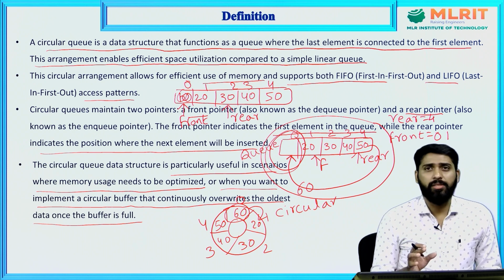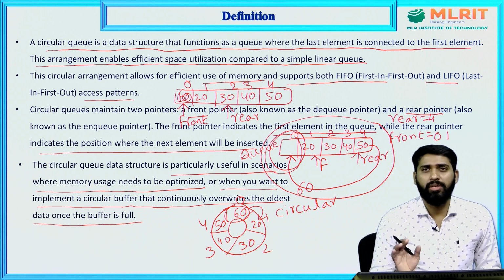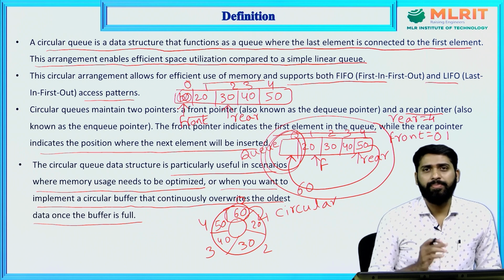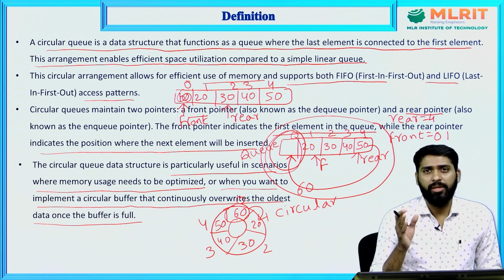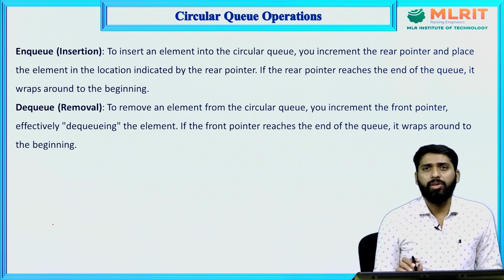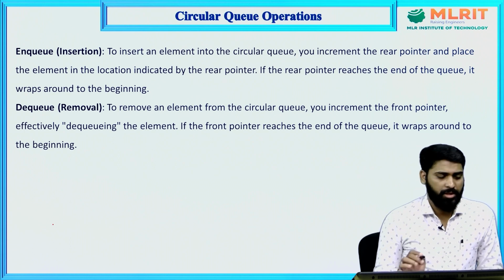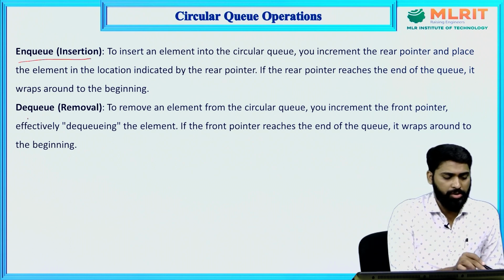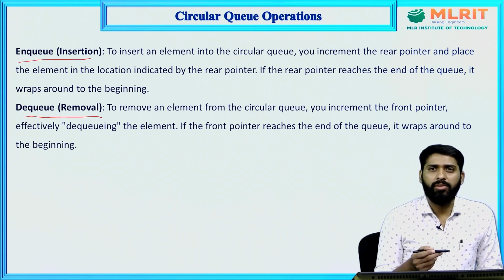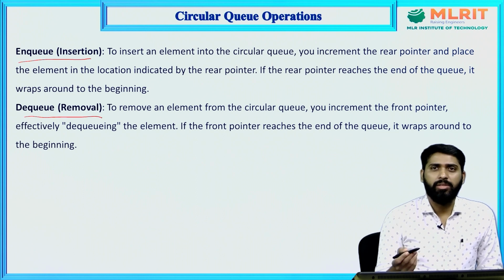So this is the definition of a circular queue. It is also a linear data structure. It functions such that the last element is connected with the first element in the queue. Circular queue operations: here we have NQ and DQ. NQ means you try to insert an element into the queue, and DQ means you try to remove an element from the queue.